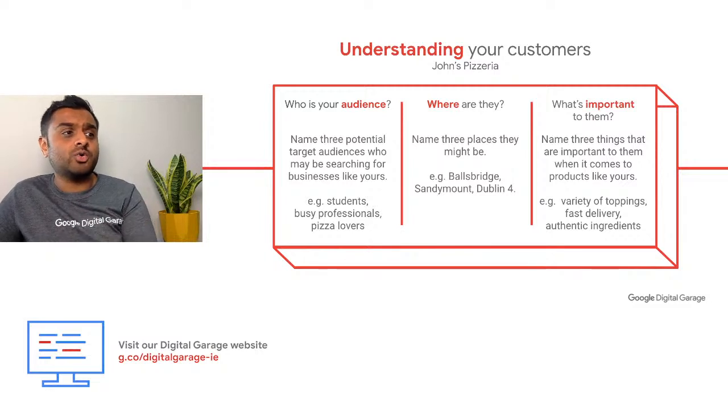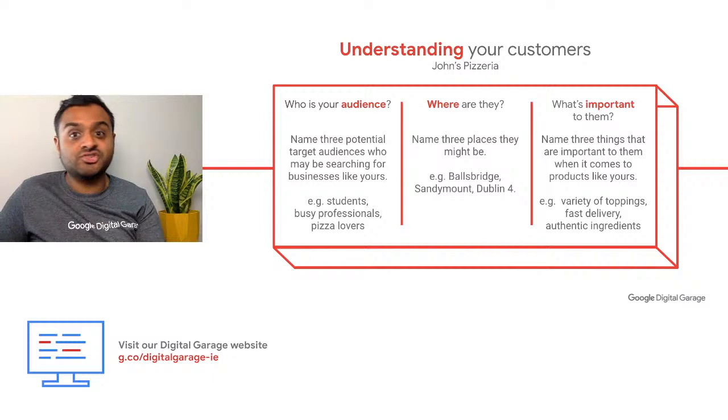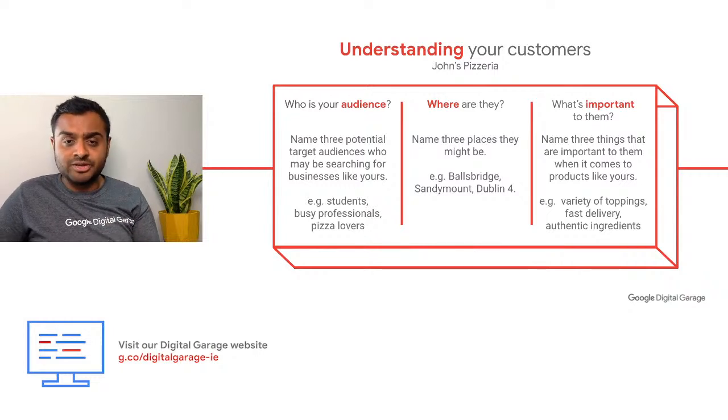And then we've got the final question here that we've asked John when it comes to understanding his customer base or potential customer base, which is to identify what things are important to students, busy professionals, and pizza lovers when buying pizza from them, or ordering or placing a table reservation to go in and eat at his pizzeria. So he's identified a few reasons here. He's identified the variety of toppings available.